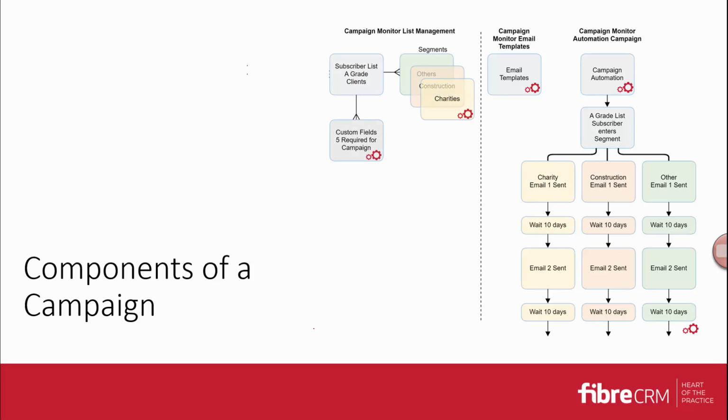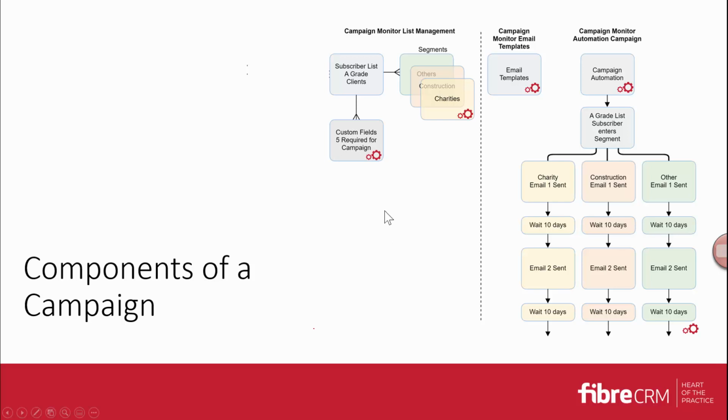The list management part of the campaign is all about who this campaign is going to be sent to. So the subscriber list, your grade A clients, they're going to be segmented by the different sector, and we also want content specific to go into the email templates. For example, who the partner is responsible for each client. We want it personally addressed from them, not just some generic email address.